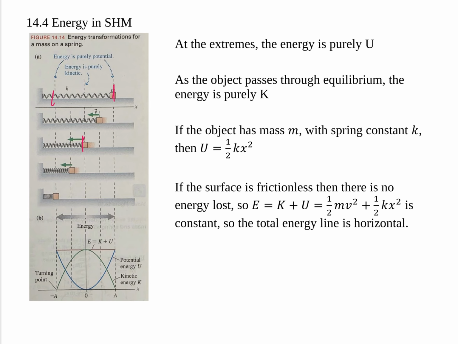Okay? So if the surface is frictionless, then there is no energy loss. So this thing will just keep oscillating back and forth. That means we have a constant, horizontal energy line, and then K only plus U only. Since K is 1/2 mv squared, we have that, and since U is 1/2 kx squared, then we have that. So this is our energy equation now. Okay? And from that, we can make a graph.